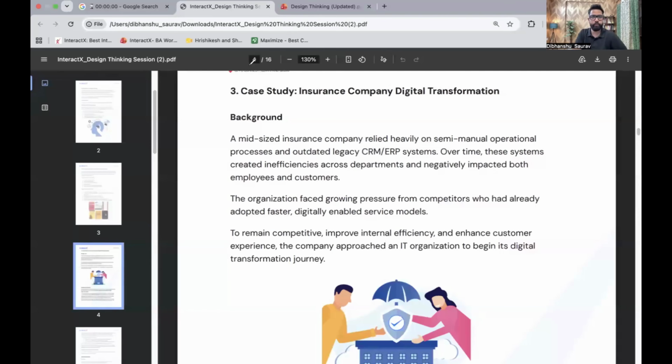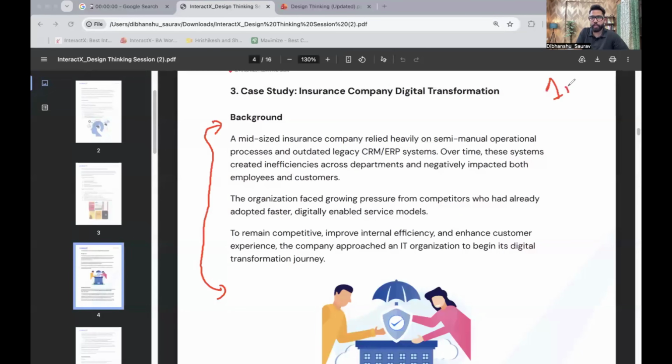A mid-sized insurance company relied heavily on semi-manual operational processes and outdated legacy CRM and ERP systems. Over time, these systems created inefficiencies across departments and negatively impacted both employees and customers. The organization faced growing pressure from competitors who had already adopted faster digitally enabled service models. To remain competitive, improve internal efficiency, and enhance customer experiences, the company approached an IT organization to begin its digital transformation journey. All of you, take a minute.